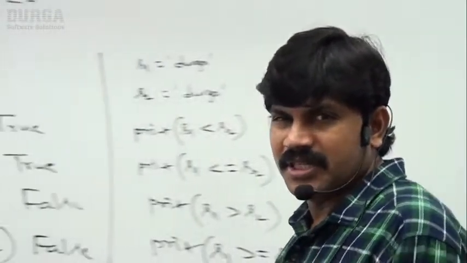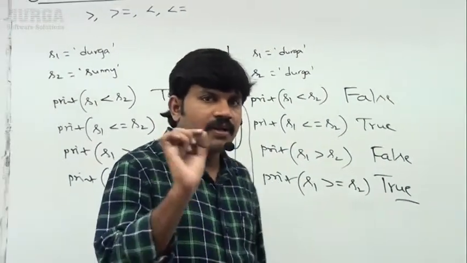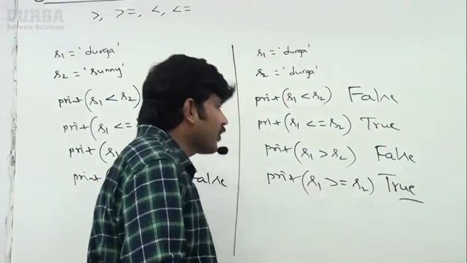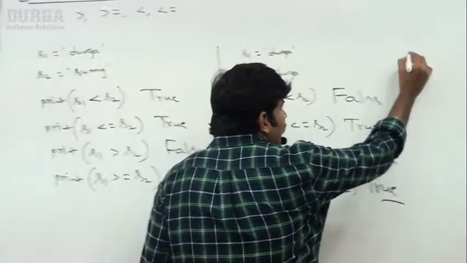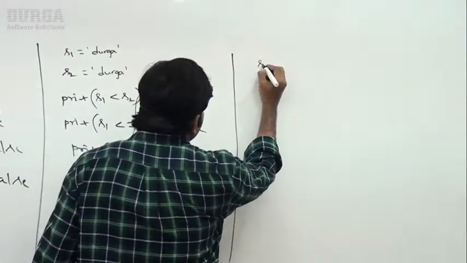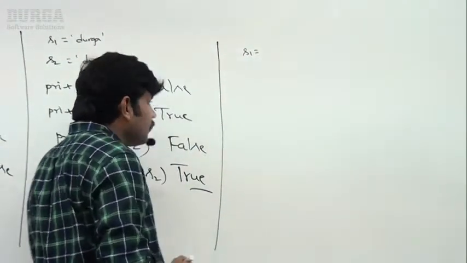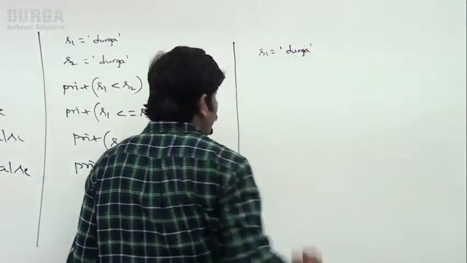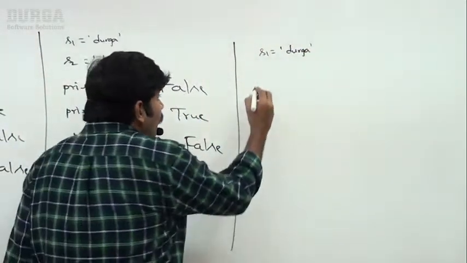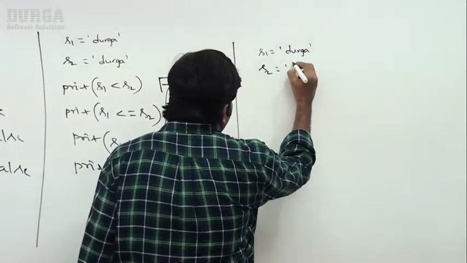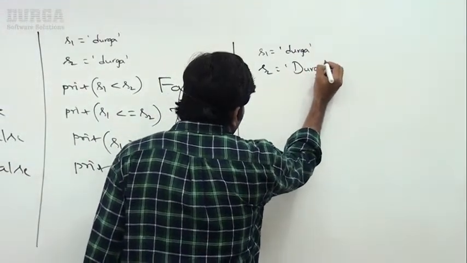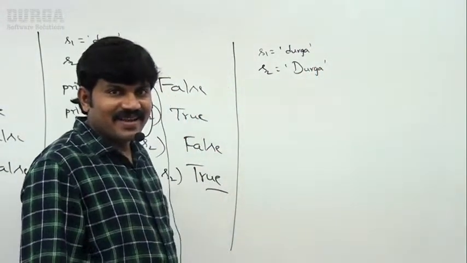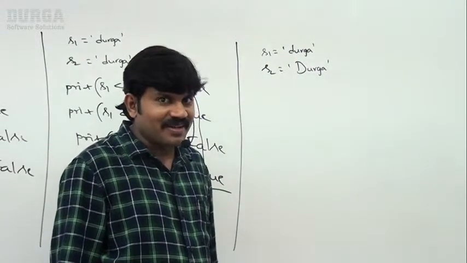I hope everything is clear for all of you, right? Just one more example I want to consider. Don't feel bored, you have to get much clarity. Here I am taking S of 1 is equal to small d Durga, S of 2 is equal to capital D Durga. Observe carefully, small d, capital D.